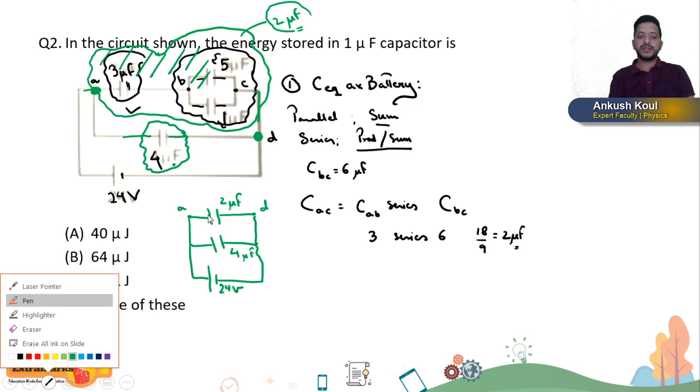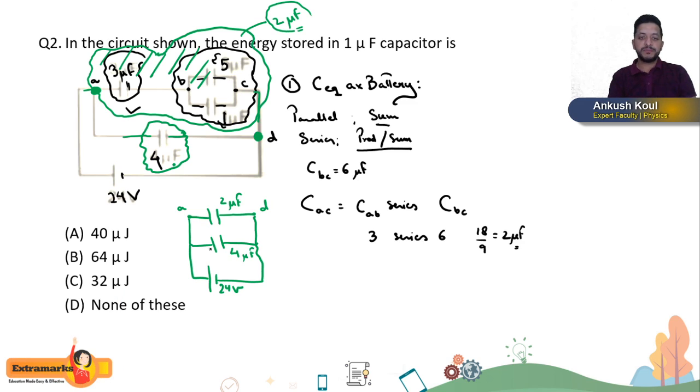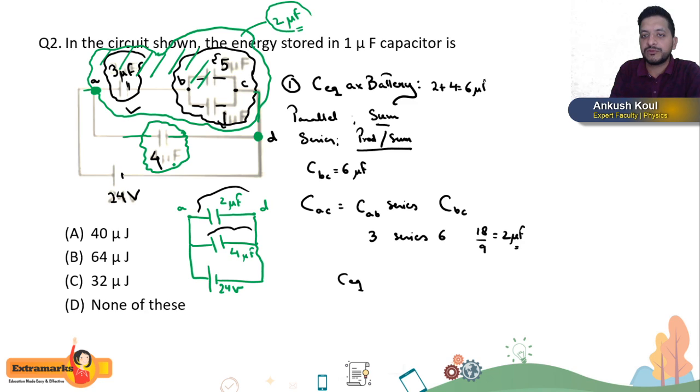They are simply in parallel combination, and if this is a simple parallel combination of 2 and 4, my C equivalent across the battery would be 2 plus 4, and my answer is how much, beta? 6 microfarad. So I have completed the first part of the question, where I have tried to calculate the total capacitance of this circuit. Is it clear? So this is my first question to you.